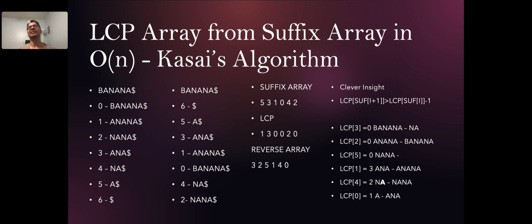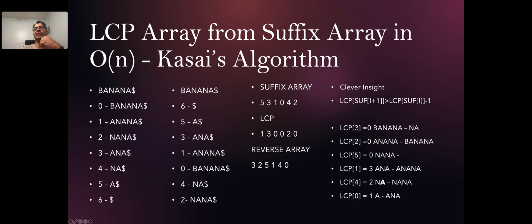So again, just reversing this. The index of 0 is 3, the index of 1 is 2, the index of 2 is 5, the index of 3 is 1, the index of 4 is 4, the index of 5 is 0. So I have the reverse array, and I will compute first the LCP of 3 then.